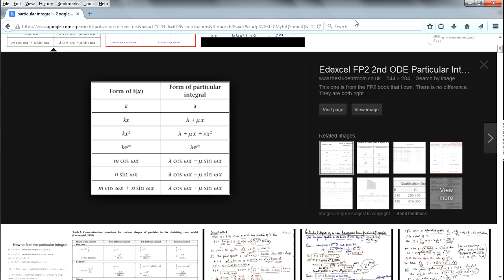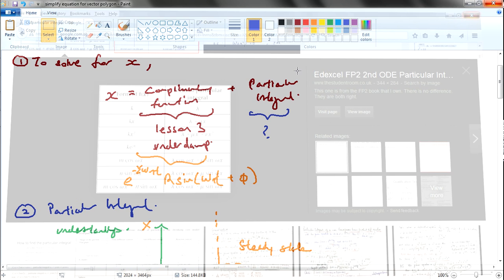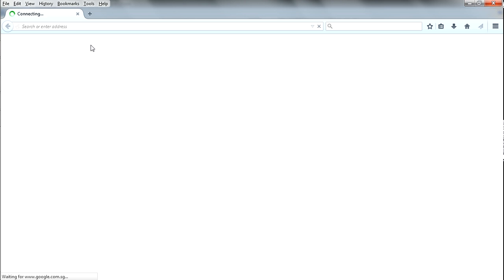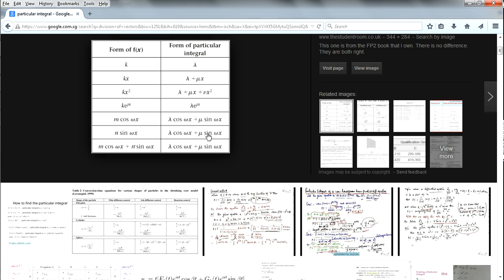If you don't remember, then it's okay. Just to let you know. Nonetheless, however, in our situation, we are not using one of that particular integral, one of that form. Okay, so we are not using any of this form.